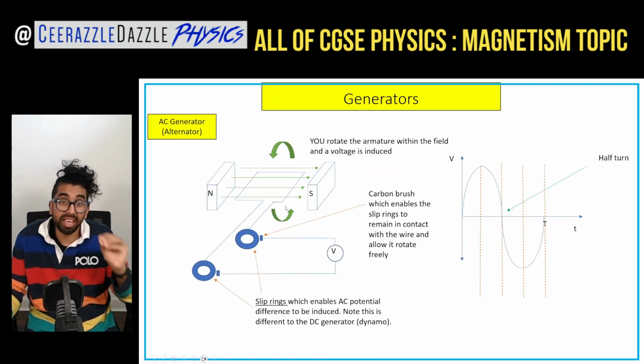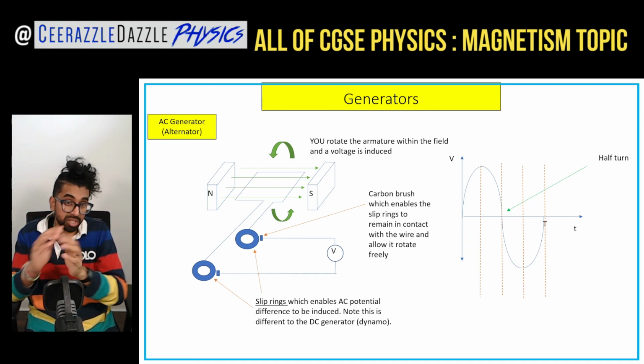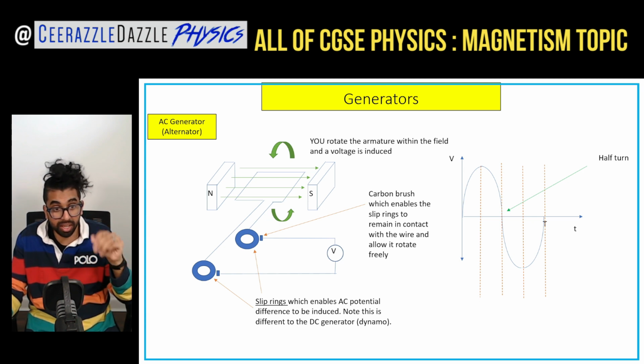AC generators. AC generators are not the same as the dynamos. The reason why is because they do not have the split ring commutator. They have a slip ring over here. So look, we've got two rings over there, complete rings this time. One part of the wire is connected to this ring. The other part of the wire is connected to this ring over here. They never swap over.